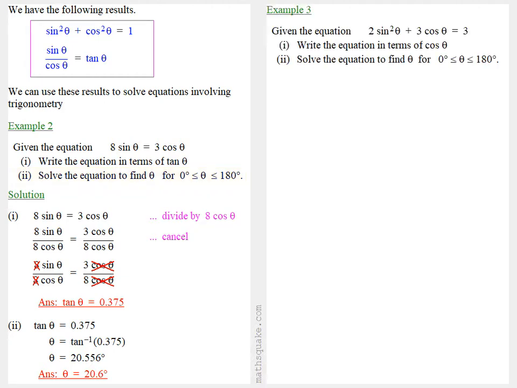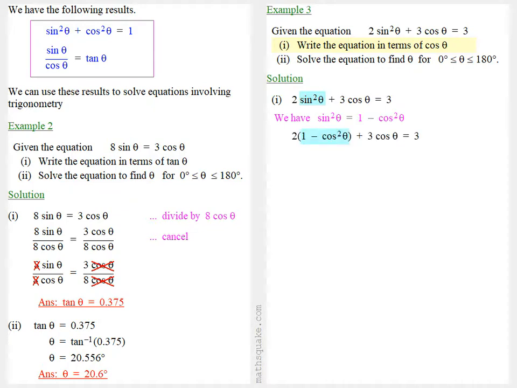If we look at example 3, given the equation 2 sine squared theta plus 3 cos theta equals 3. In the first part, write the equation in terms of cos theta. Well, to solve this, we start with 2 sine squared theta plus 3 cos theta is equal to 3. Now, because sine squared theta plus cos squared theta equals 1, we have sine squared theta equals 1 minus cos squared theta. So we can replace the sine squared theta with 1 minus cos squared theta.